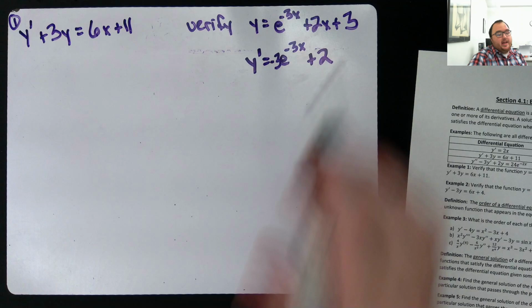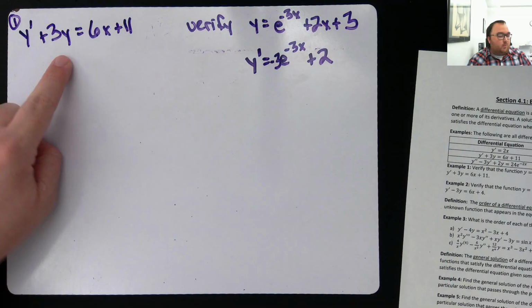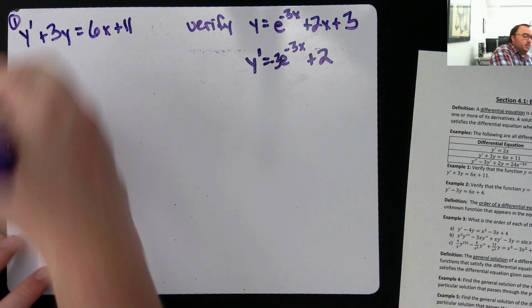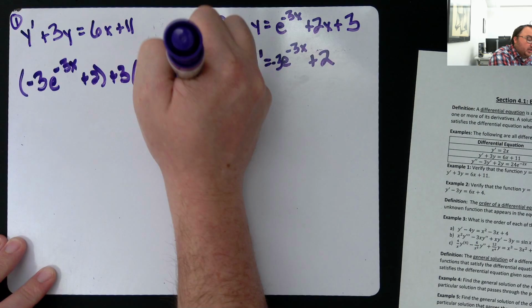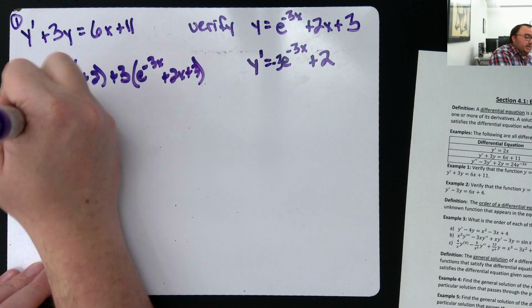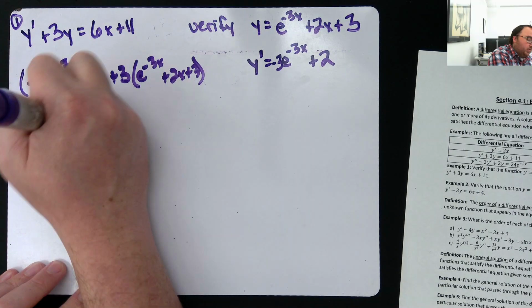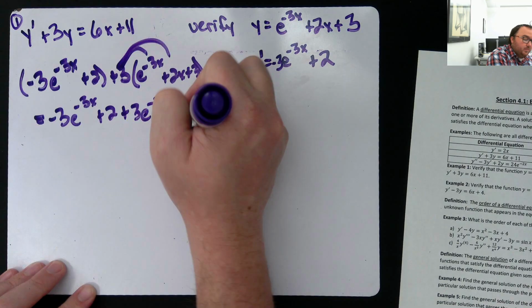So now I have y prime and I have y, so let's plug it in. Y prime was negative 3 e to the negative 3x plus 2, plus 3y. Y we said was e to the negative 3x plus 2x plus 3. So let's simplify this. Distribute my 3 over here, whereas with this one, nothing really happens, right? So this is going to just say negative 3 e to the negative 3x plus 2, plus 3 e to the negative 3x plus 6x plus 9.